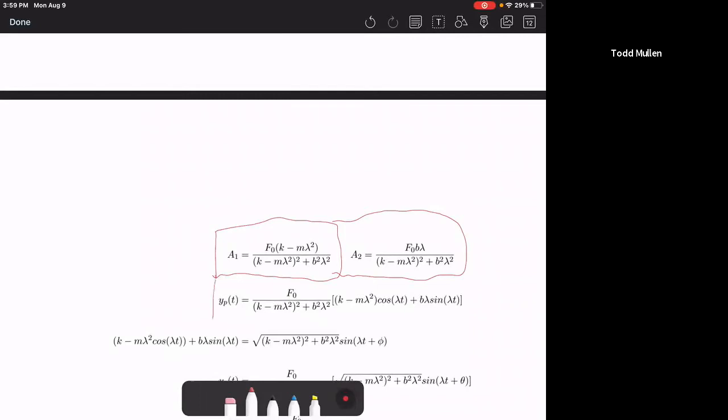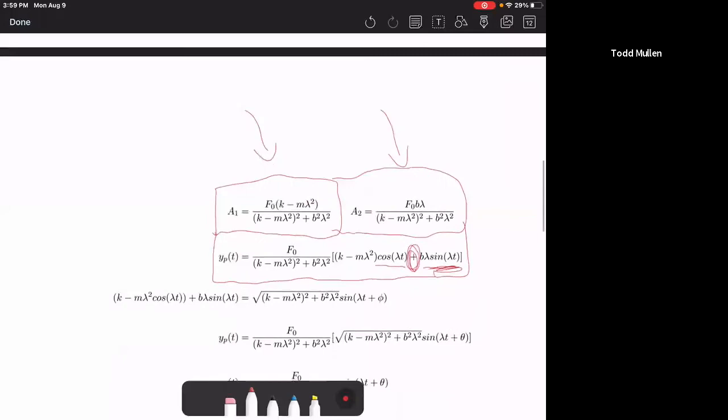So our solution y_p of t is equal to this A1 term times cos of lambda t plus, there's our plus sign kind of hiding there, the A2 term times sine lambda t. So we've done a little bit of factoring there to keep this F naught over (k minus m lambda squared) all squared plus b squared lambda squared over here. But this is our solution.